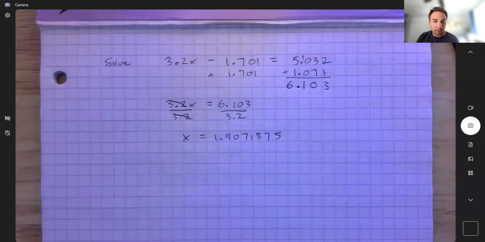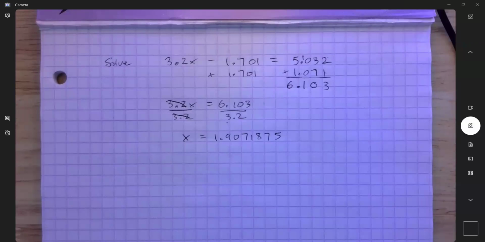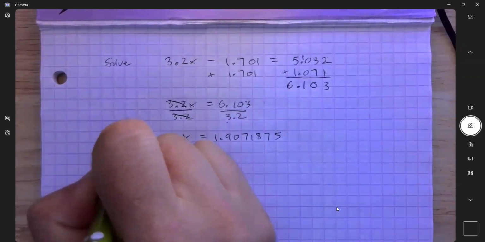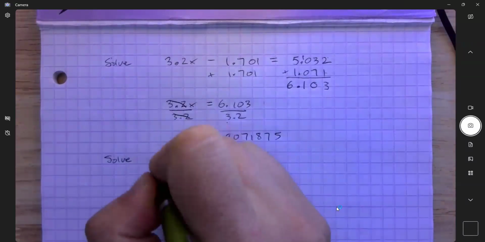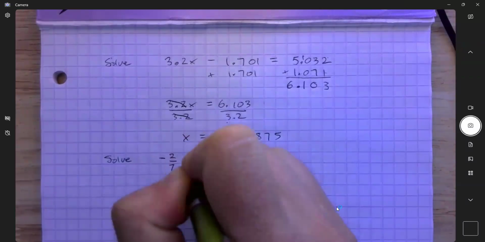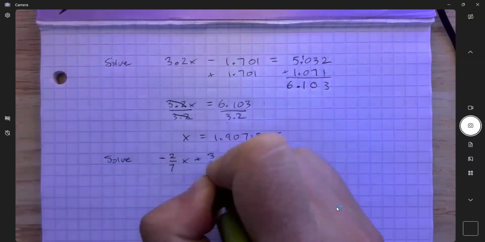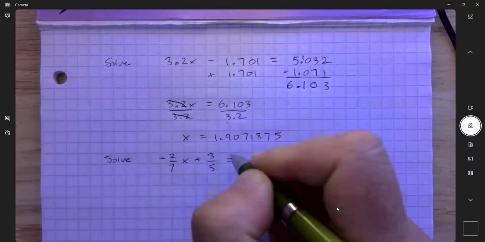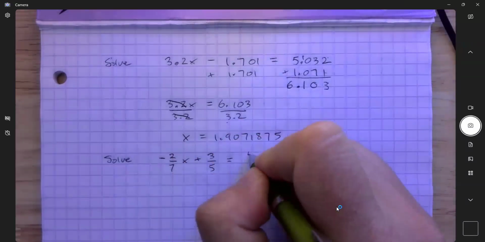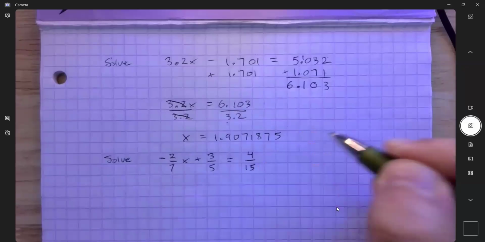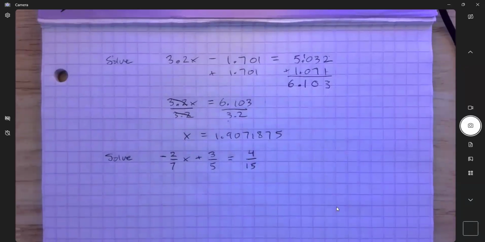Okay, I'll show you one more with fractions. So let's solve negative 2/7 x plus 3/5 equals 4/15. I just made this one up, but let's hope it goes well.